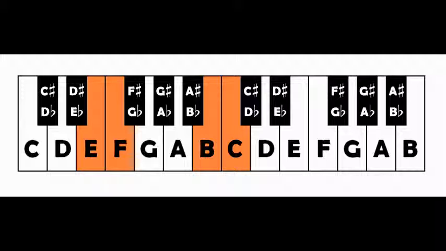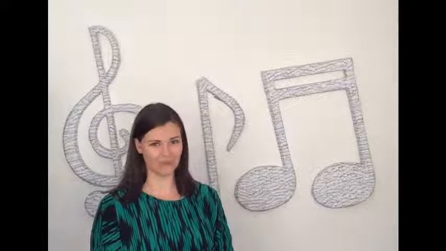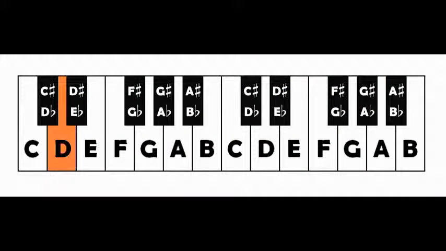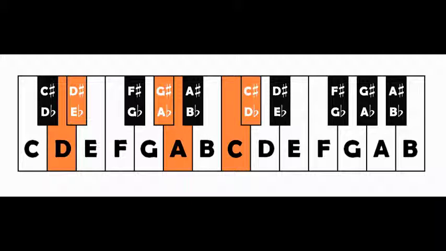We say that these notes are a semitone apart. The semitone is the smallest step we can take on the keyboard, from one note to the note directly next door to it. Here are some other examples of semitones. As you can see, these notes are directly next to one another.